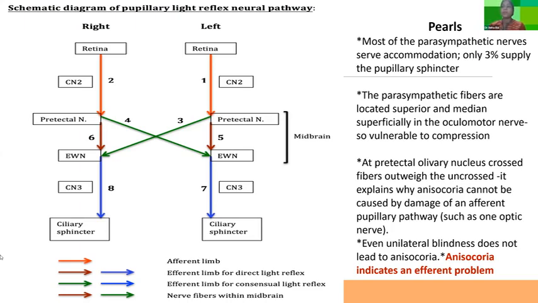Even if a single optic nerve is severely damaged, the light reflex will be preserved. So even unilateral blindness does not lead to anisocoria. Anisocoria always indicates an efferent problem. Then from these, the pathway relates to the Edinger-Westphal nucleus and then ultimately to the sphincter pupillae.